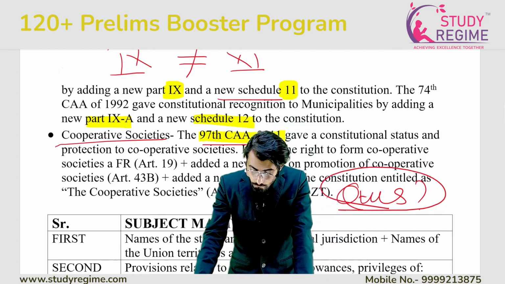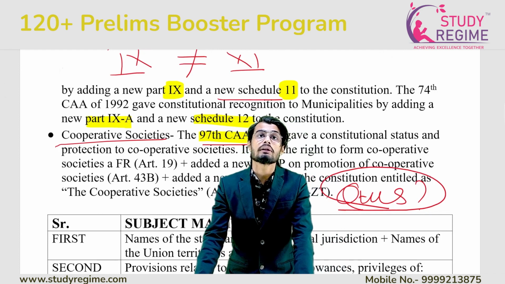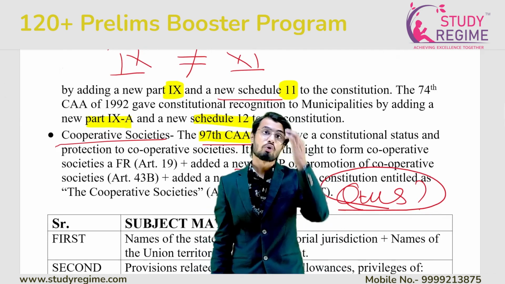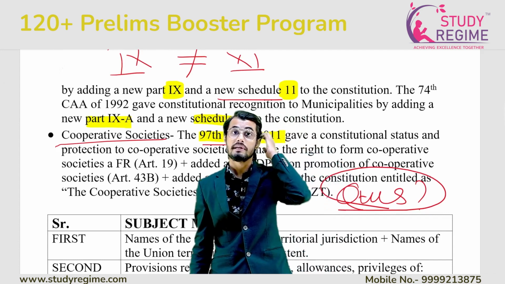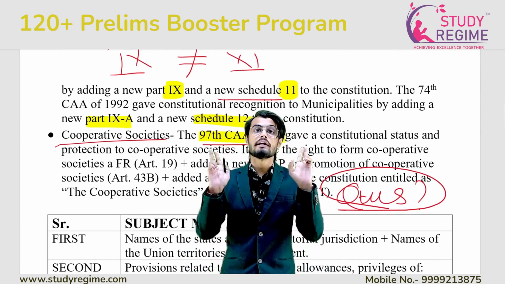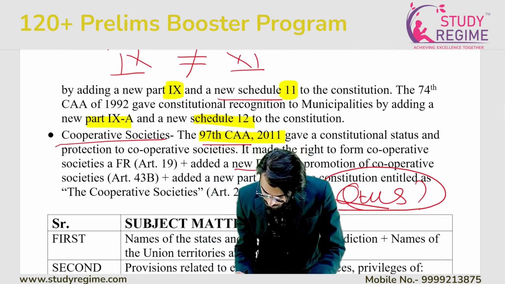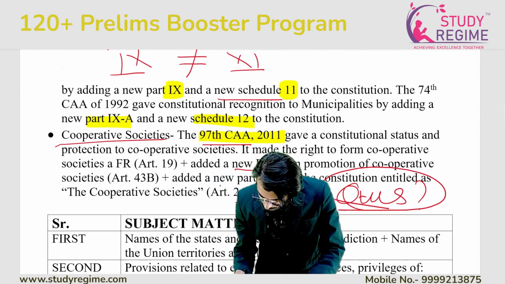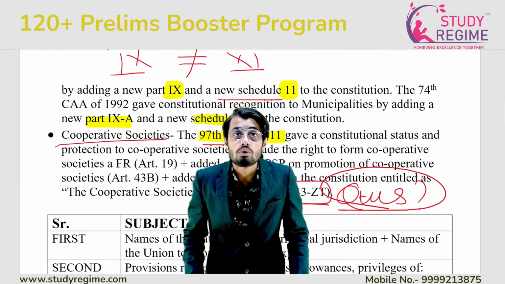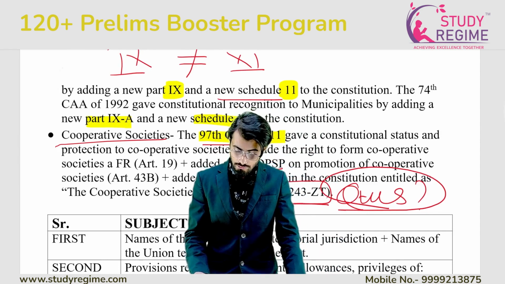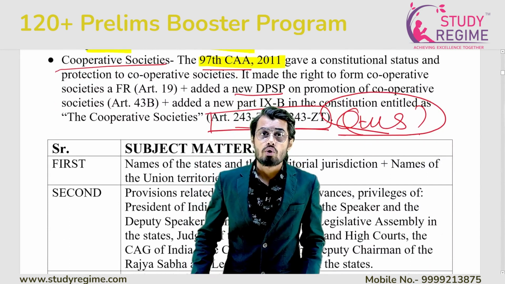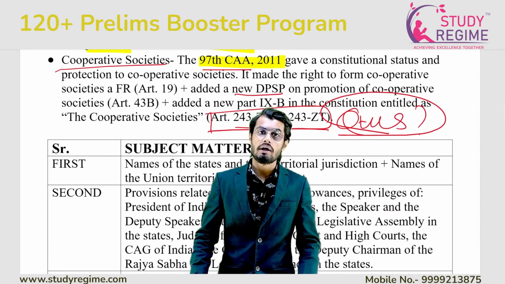It made the right to form cooperative societies a fundamental right, Article 19, and also added a new DPSP on promotion of cooperative societies, Article 43B, and also added a new Part 9B in the Constitution entitled the Cooperative Societies. Article 243ZH to Article 243ZT talks about it. And also, you know, the very new ministry, a current affair, it will be discussed in our current affairs program. A very new Ministry of Cooperation is now under Amit Shah.